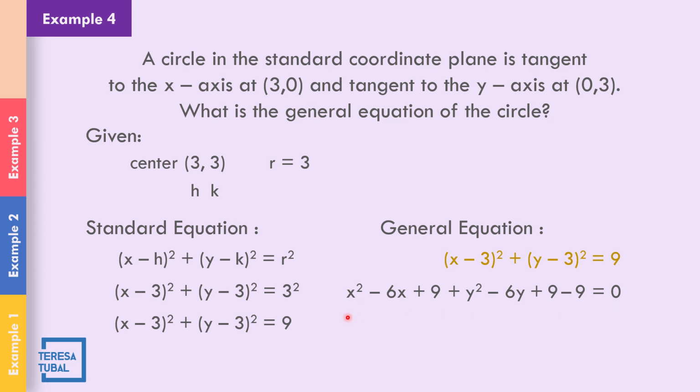So let us arrange into the general form of the equation of the circle. Copy x squared, copy y squared, copy negative 6x, copy negative 6y, and then bring down positive 9 and negative 9. Let us combine 9 plus 9 minus 9. As you can see, there are no like terms, so copy. And then 9 plus 9 is 18 minus 9, the answer is equal to positive 9 equals 0. So the general form of the equation of the circle is x squared plus y squared minus 6x minus 6y plus 9 equals 0.